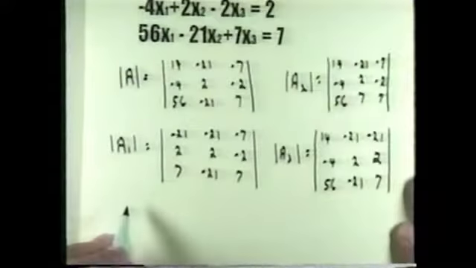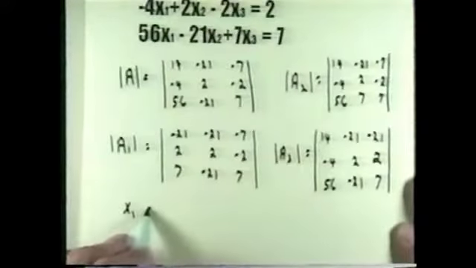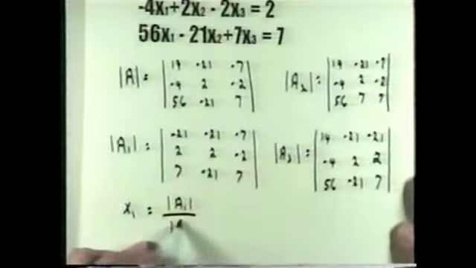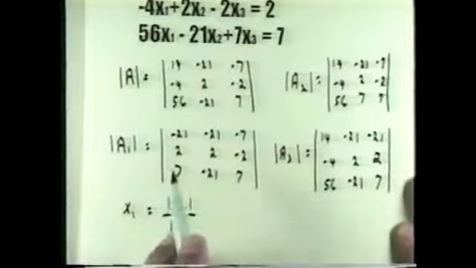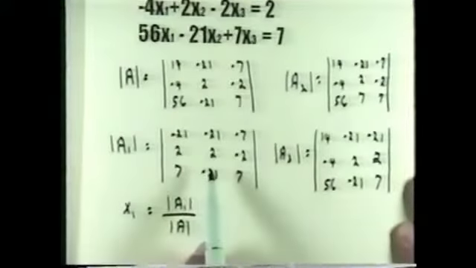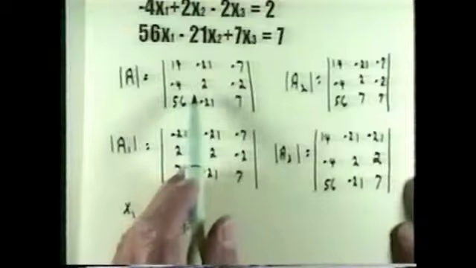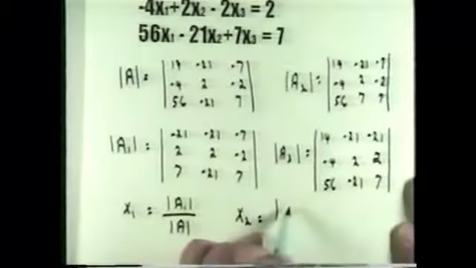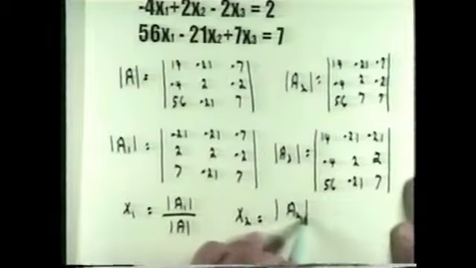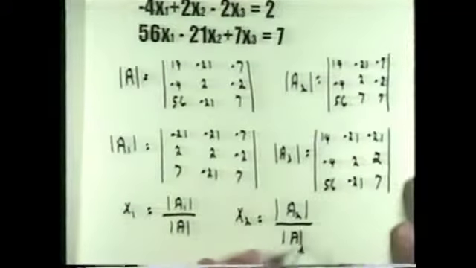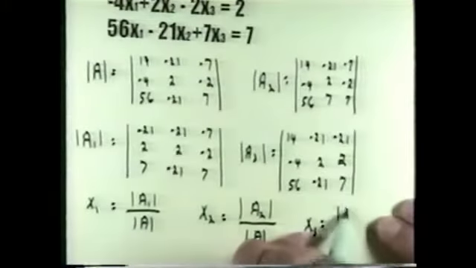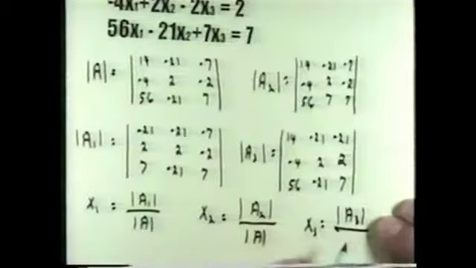So then we know that x1 is going to be the determinant of A1 divided by the determinant of A. So all I have to do is calculate the determinant of A1, calculate the determinant of A, and divide. x2 is going to be the determinant of A2 divided by the determinant of A, and x3 will be the determinant of A3 divided by the determinant of A.